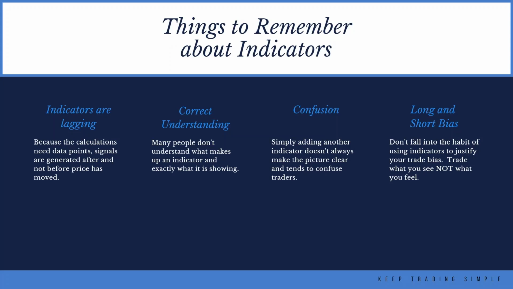And number four, most important, don't have a long or short bias. Too many people fall into the habit of finding an indicator to justify what they already believe is the case. I'm looking at this chart. I think this is a downtrend. I'm going to put Bollinger Bands on. Oh no, that's not telling me it's a downtrend. Okay, I'm going to put RSI up.